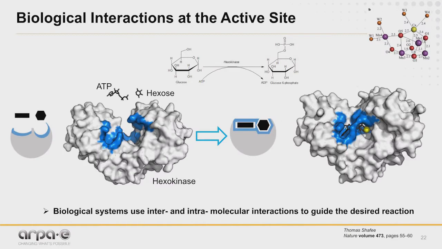At the active site level, biological systems often have inter and intramolecular interactions to help guide the reaction. A good example is hexokinase, which takes a hexose, such as glucose, and ATP, and binds these near one another. In fact, it binds the ATP on two different sites. And this allows this protein to phosphorylate the hexose, which is the first step in breaking down that hexose into energy. So how can we envision translating this to a heterogeneous system?